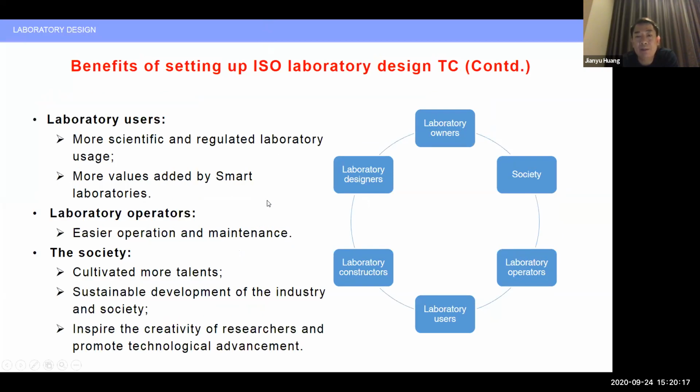For laboratory users, it can spawn more scientific and regulated laboratory usage and more values added by smart laboratories. For laboratory operators, it can bring easier operation and maintenance. For the society, it can help cultivate more talents, sustainable development for the industry and the society, inspire the creativity of researchers and promote technological advancement.